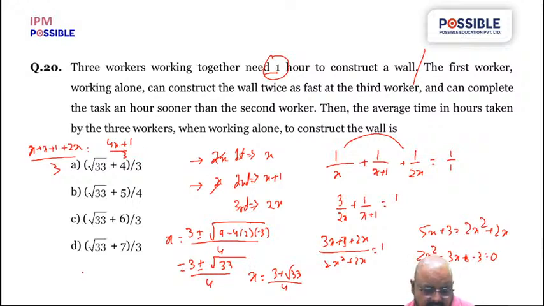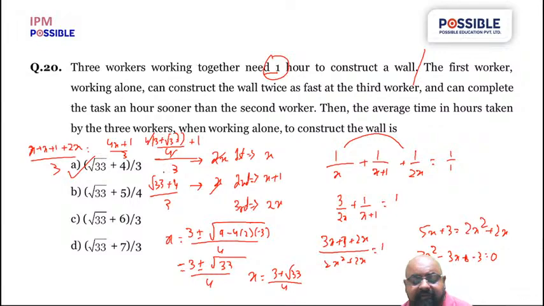So 4 into 3 plus root 33 upon 4, plus 1, upon 3. 4 and 4 get cancelled. Therefore, root 33 plus 4 upon 3 becomes the answer. Not a question that you should look at in the examination for the simple reason that it has calculations, right?